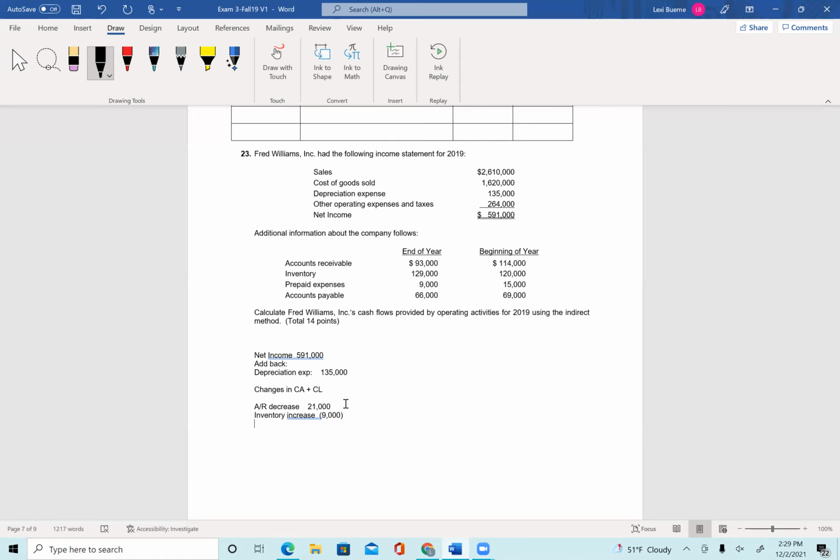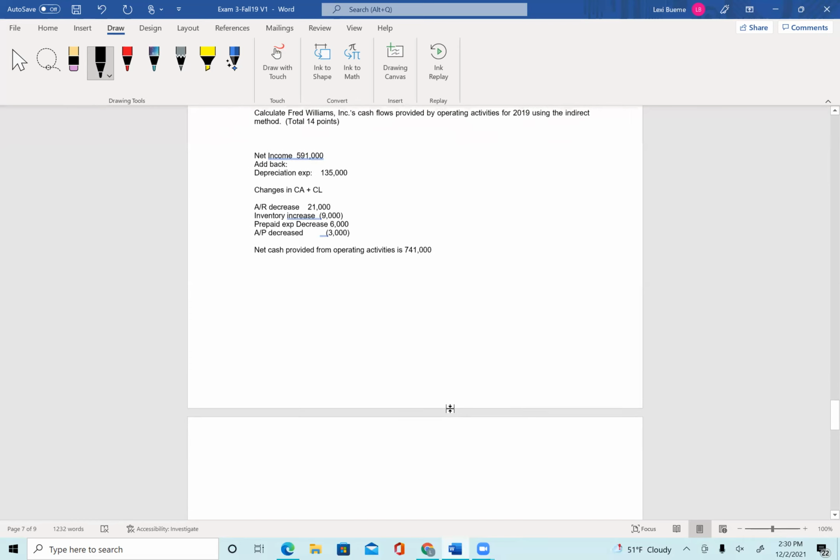So our prepaid expenses decreased from 15,000 to 9,000. So we're going to add it back in. And then accounts payable decreased, so we're going to decrease it. So our net cash provided from operating activities is 741,000. So a good chart to use is going to be, I'll draw it out.